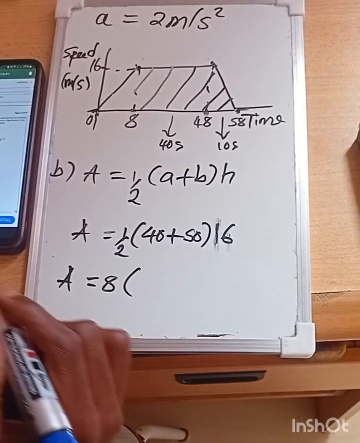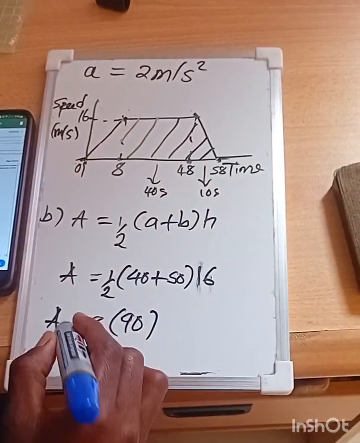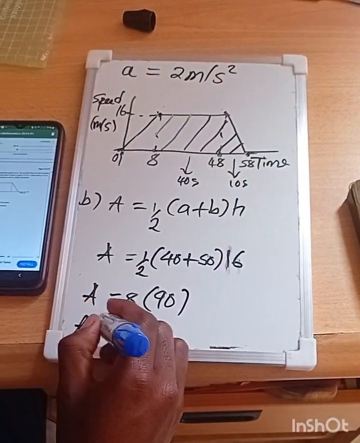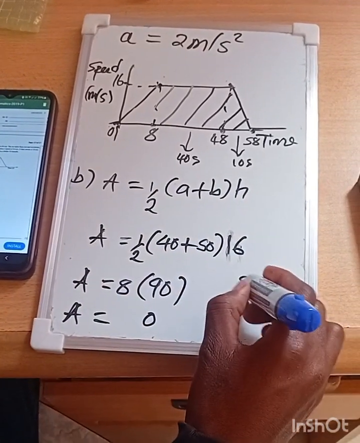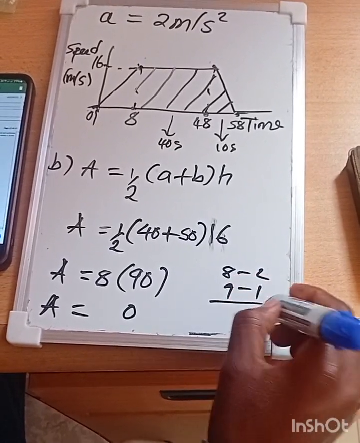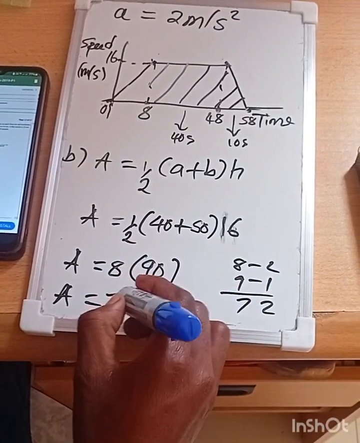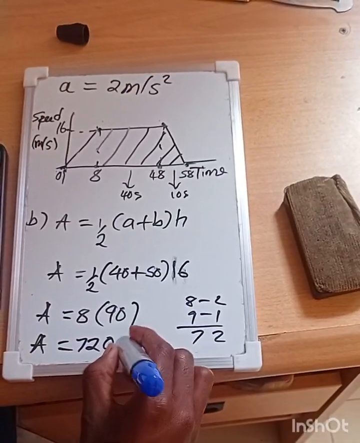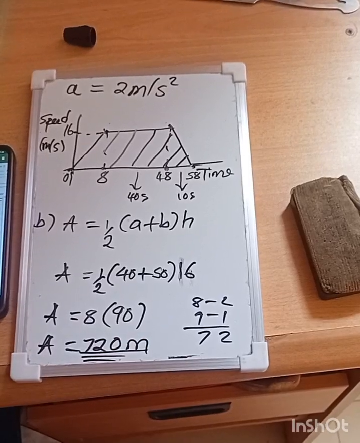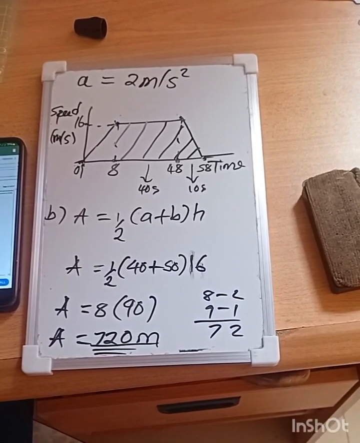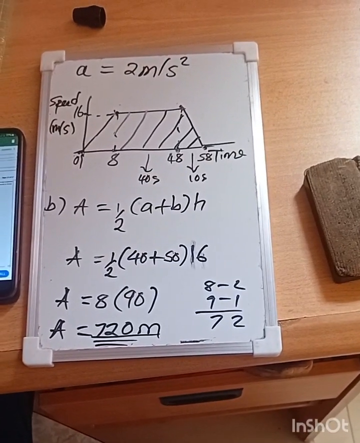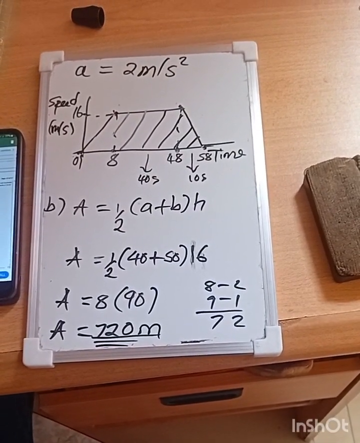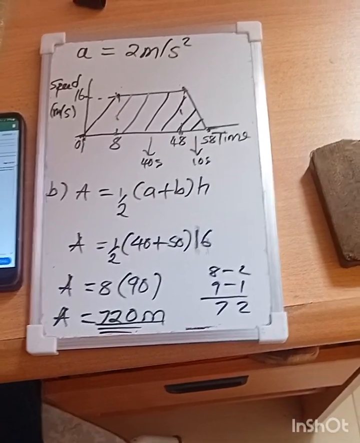Then 40 plus 50 will give us a 90. Then 90 times 8: 8 times 0 will get 0, then 8 times 9 will get 72, so 720. Since what we're looking at is distance, the units are meters, so 720 meters. So the distance traveled in the last 50 seconds is 720 meters, because 90 times 8 will give us 720.